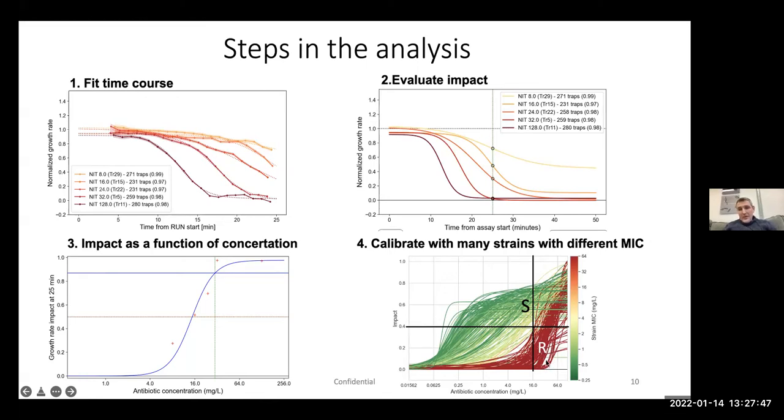So we have lots of these reference isolates, and we can then determine at what concentration we should evaluate the response, and see which impact can distinguish the resistant from the susceptible isolates.